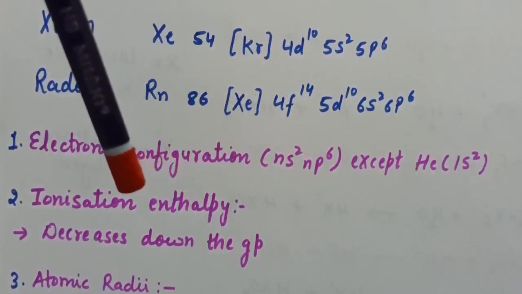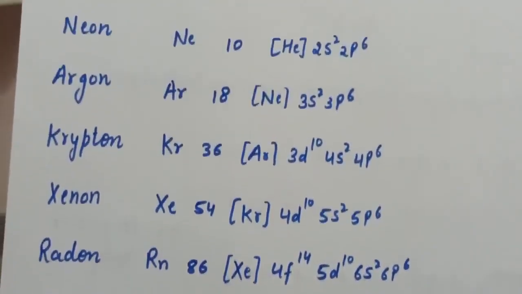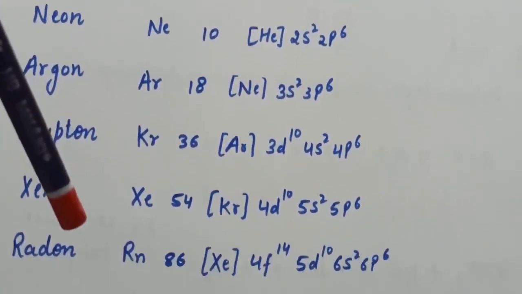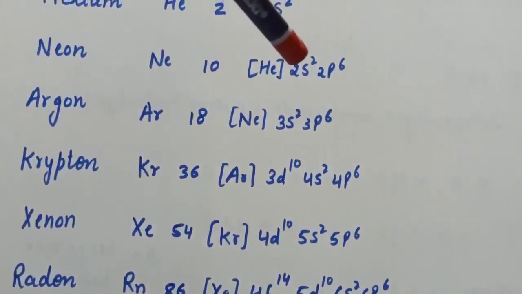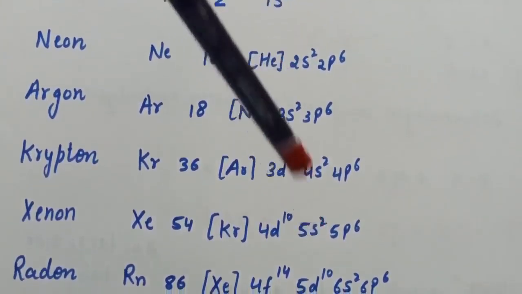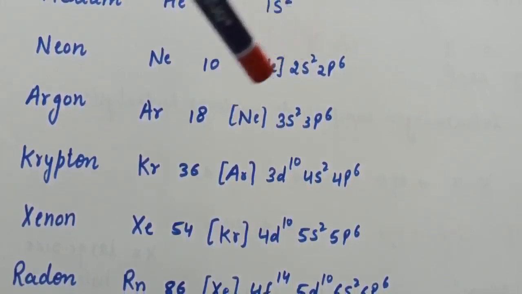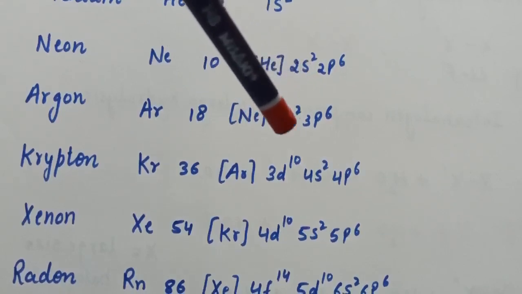But if we talk about the ionization enthalpy within group 18 elements, when we move down the group, that is from helium to radon, ionization enthalpy decreases because of the addition of new shells. For example, in neon n equal to 2 is the valence shell, but when we move to argon, n equal to 3 becomes the outermost shell.